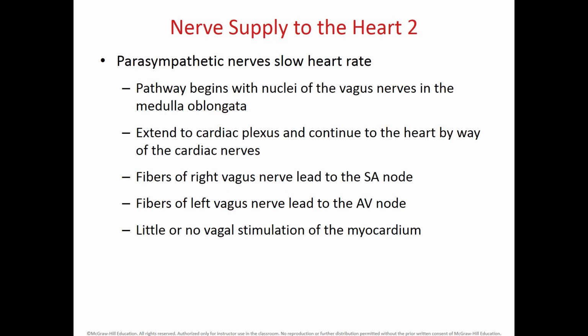The other branch of the ANS, the parasympathetic fibers or nerves, also innervates the heart, and it will have the opposite effect to the sympathetic system. So the parasympathetic system, through the vagus nerve, will decrease the heart rate, so it will cause bradycardia.